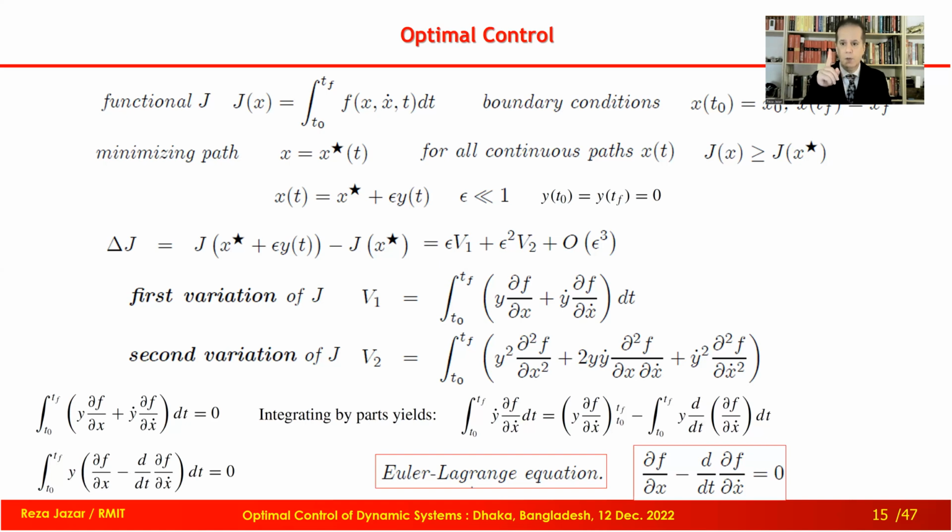Epsilon to the power of 1 has a coefficient V1. Look at the first variation. As you can see in that integral, that's the Lagrange integral. That's the way that we derive the equation of motion in dynamics using the Lagrange method.